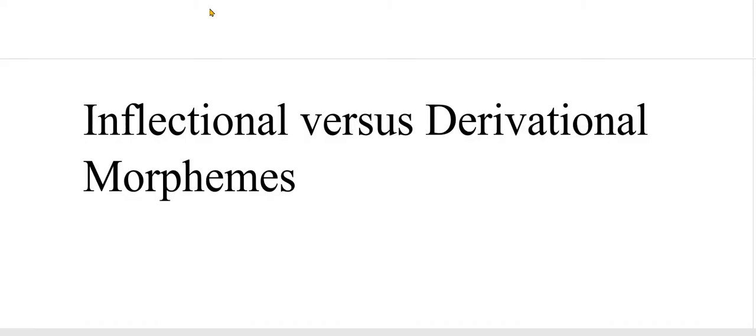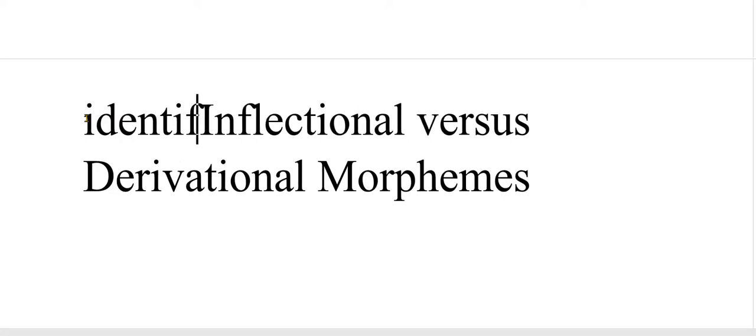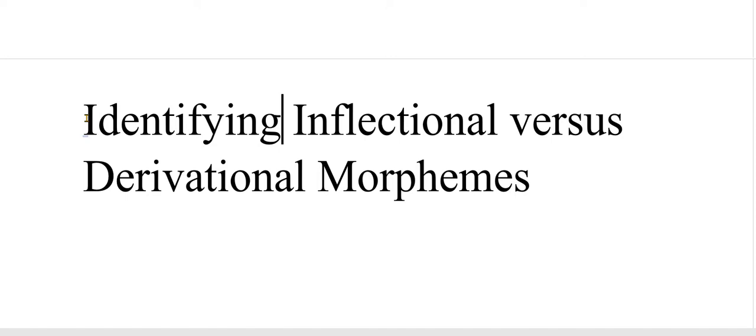Inflectional versus derivational morphemes, and specifically identifying them. As we discussed, morphology looks at the study of the construction of words out of smaller units called morphemes. These morphemes can have either meaning or grammatical function. So the question is, how can we differentiate inflectional from derivational morphemes?